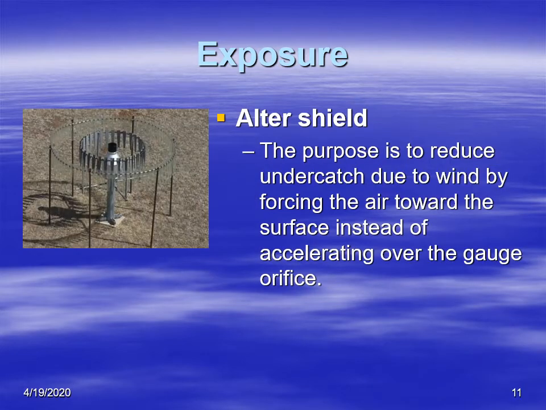And the idea behind the Alter rain gauge shield is to reduce undercatch, or increase the amount of precipitation that is caught by the rain gauge, and try to reduce the amount of wind blowing over the rain gauge. Technically, as the wind comes towards the gauge, those slats will deflect the wind down towards the ground and not allow it to accelerate over the opening of the rain gauge.